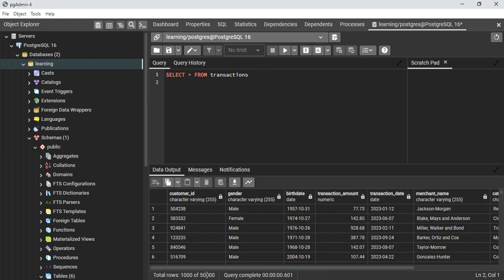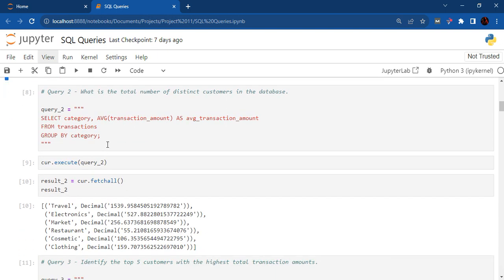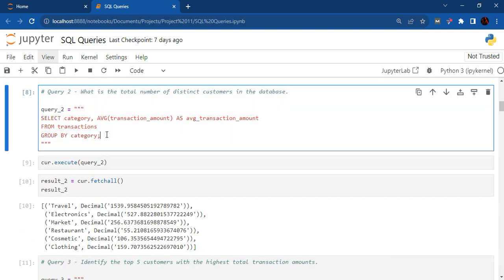It's 50,000. So what it means is that this 50,000 means all customers are unique to each other, which means that we don't have a particular customer that made a transaction twice. So it makes a lot of sense. So the next query is what is the total number of distinct customers in the database?